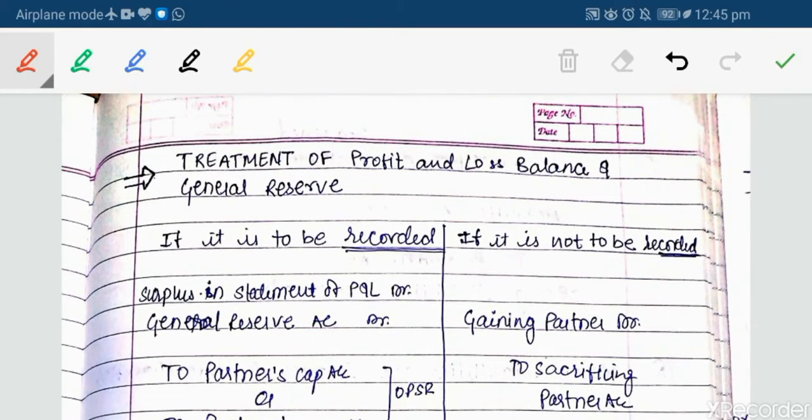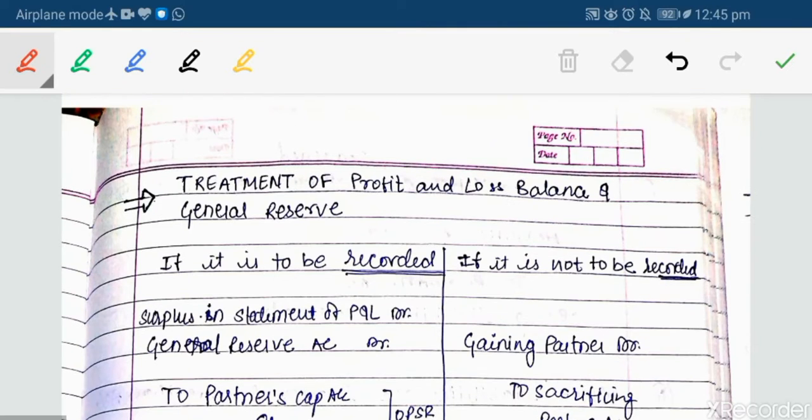So listen very carefully, reserve and surplus or accumulated reserve. Accumulated is the sum of the profits that the firm has earned over the past few years or during the previous years. So that will be known as your accumulated profits. What will be accumulated losses? Accumulated losses will be losses incurred in those previous years.